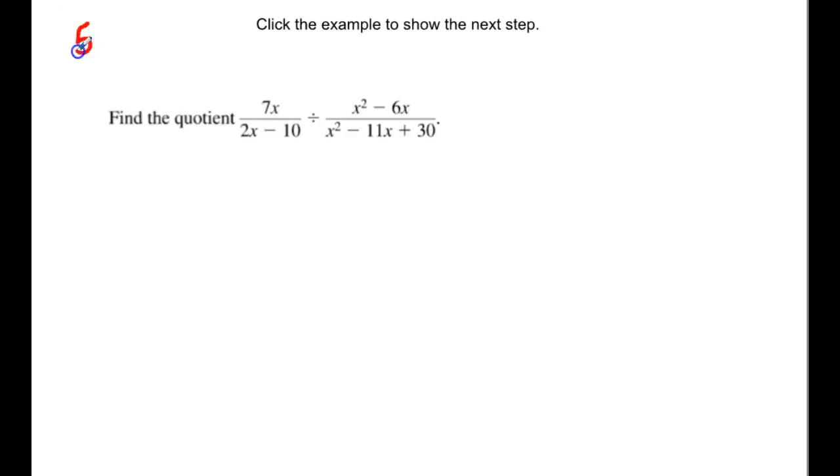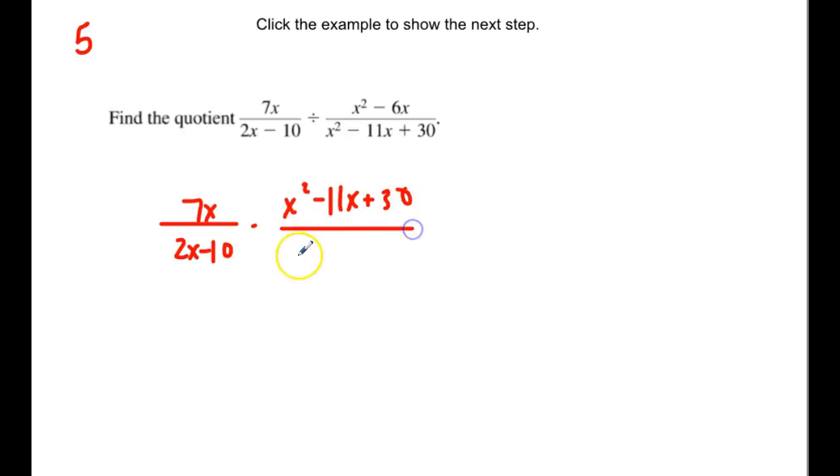This is example number 5 right here. So find the quotient, right, which means we're dividing, of this polynomial. So I know I don't like dividing, so I'm going to end up rewriting this. So I've got 7x over 2x minus 10. And then I want to multiply, but I have to flip my fraction. So it's going to be x squared minus 11x plus 30 divided by x squared minus 6x. So first thing I want to do is simplify and factor as much as I can. So my entire first rational term cannot be simplified. I can't factor anything out of either part.